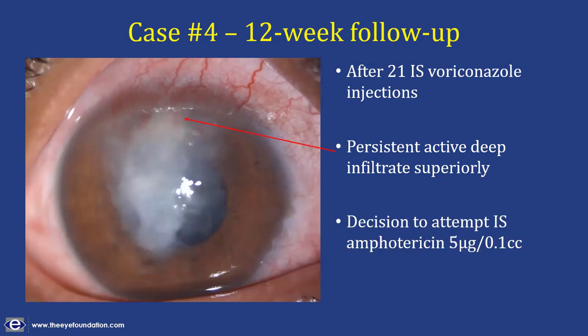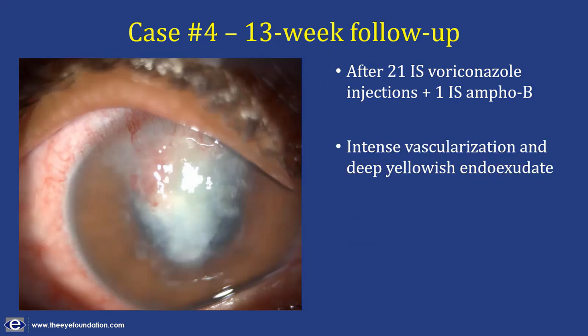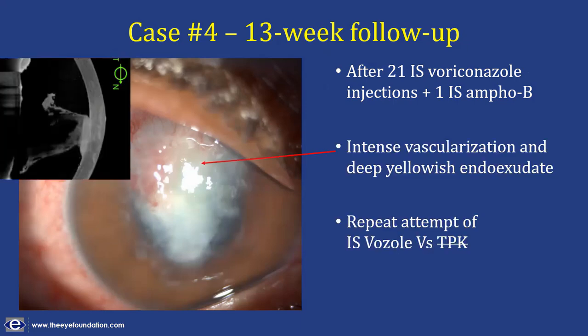And we thought, at least from a recent study that showed that topical amphotericin has a little better effect in cases where intrastromal antifungals are used, and we attempted an injection of amphotericin. This is the 1 week follow-up. We know that intrastromal amphotericin is a little toxic, does induce this kind of vascularization, but we couldn't really see an improvement in the yellowish endoexudation that was present.